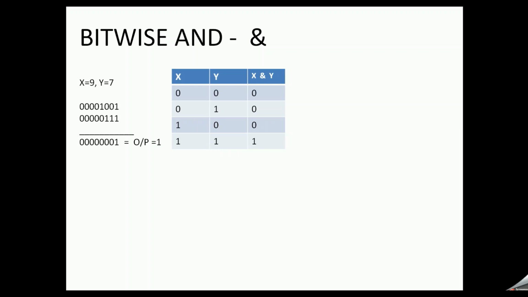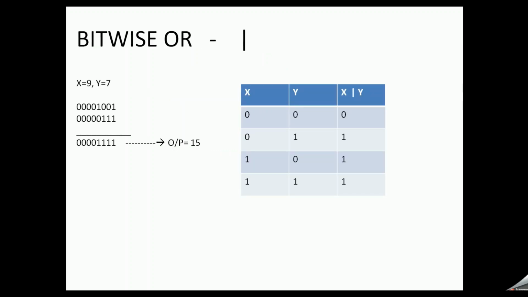Now let's move on to the second bitwise operator, which is bitwise OR. In bitwise OR, if any one of the digits is 1 or both are 1, then the output would be 1. If both are 0, then the output is 0. So in this case, x is 9, y is 7. 1 and 1 becomes 1, 0 and 1, 0 or 1, that is 1. 0 or 1, that is 1. 1 or 0, that is 1. If both are 0, then the result would be 0.